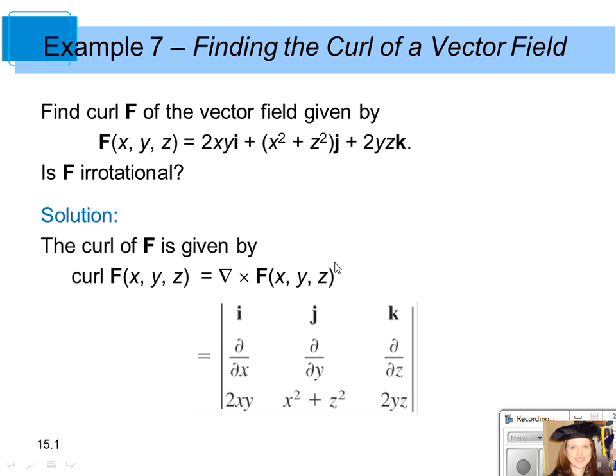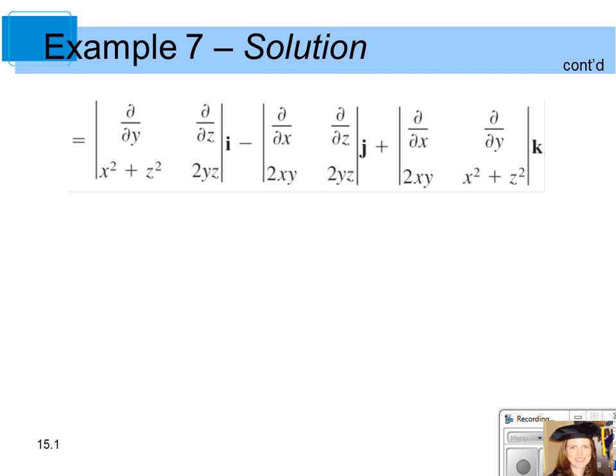And if you write it this way, using your i, j, k vectors, the way you find the gradient is taking the partial with respect to x, the partial with respect to y, and the partial with respect to z. And then your original F vector here, 2xy, x squared plus z squared, and 2yz as the components. We can find the determinant of this matrix by using the expansion by minors to find the cross product.